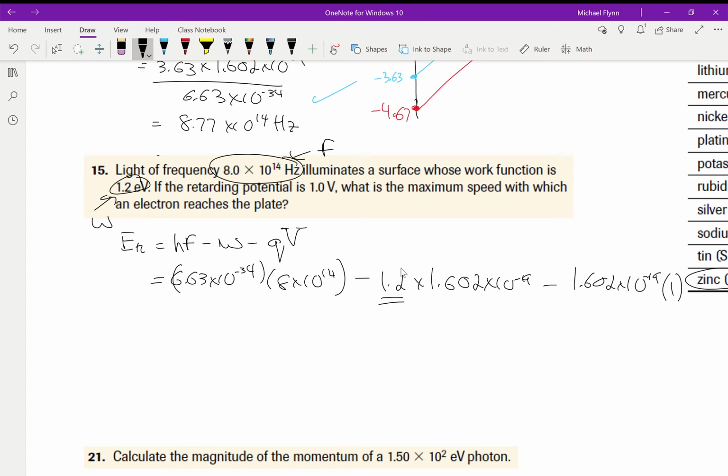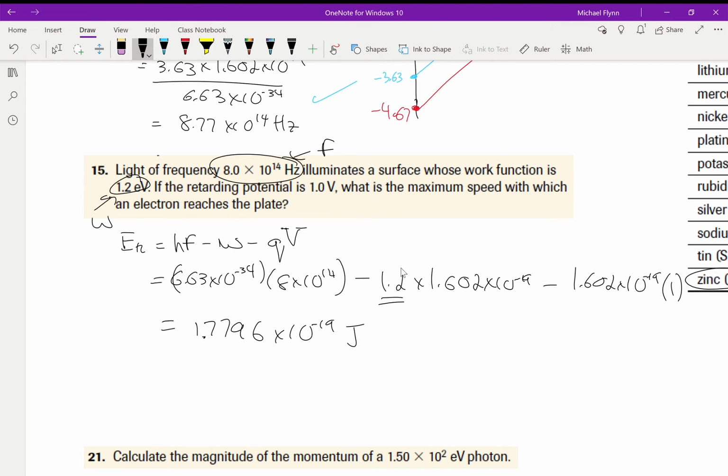So to get the speed, well, first, let's figure out how many joules this is. Okay, so plugging all that into your calculator, lots of really tiny numbers, right? And then the frequency is quite large, 8 times 10 to the 14, minus 1.2 times 1.602 times 10 to the negative 19. I get 1.7796, I won't round it, 1.7796 times 10 to the negative 19 joules.